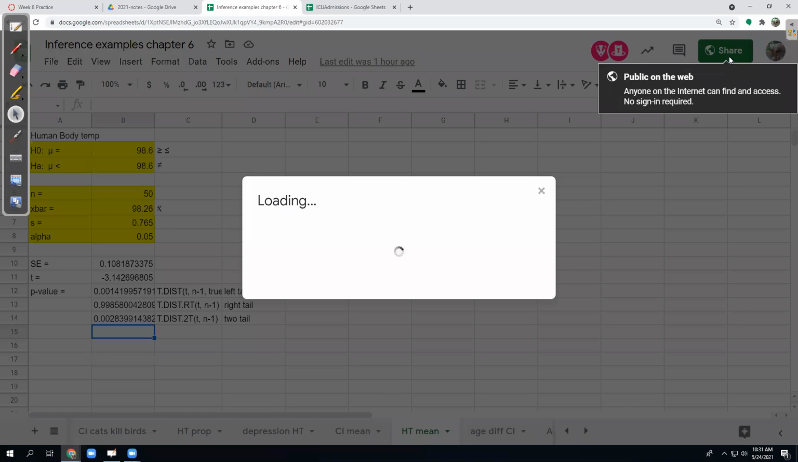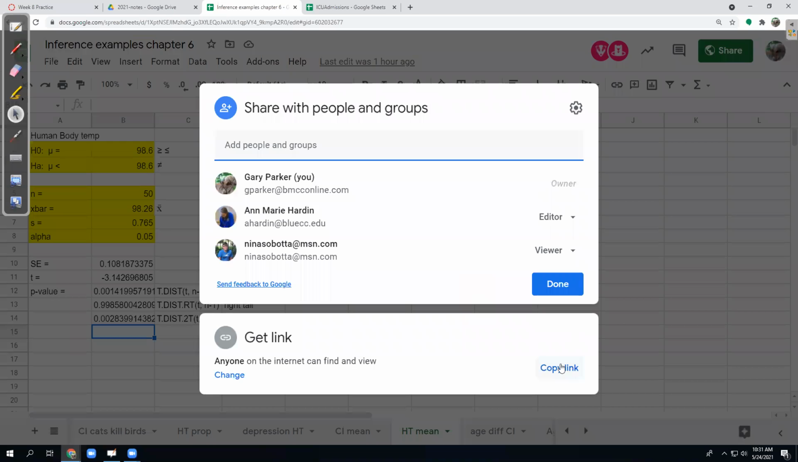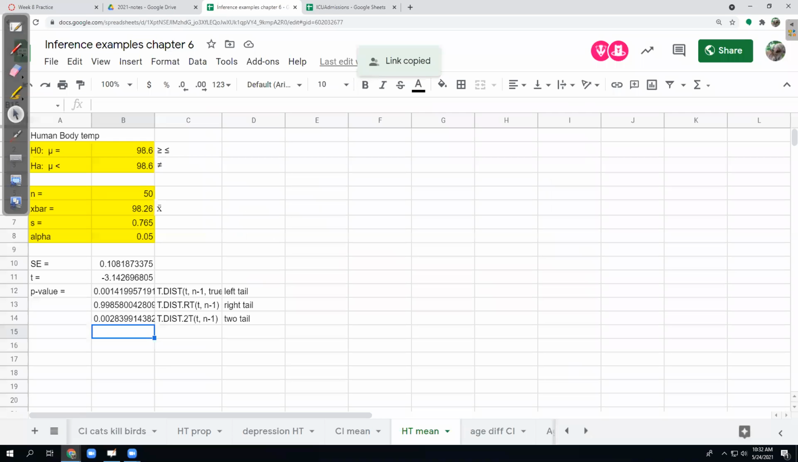And go share, copy. All right, so if you check out the chat, if you don't already have this somewhere in your Google Drive, here it is again. And there's a lot of tabs here. So let's see, what are we doing here?